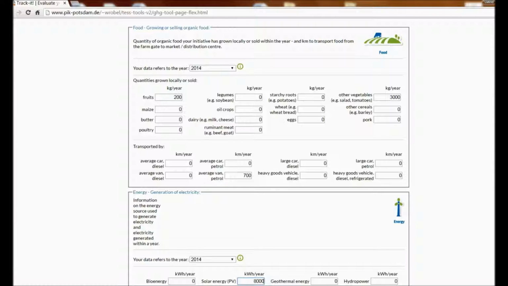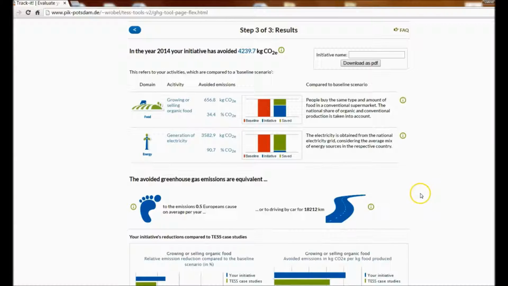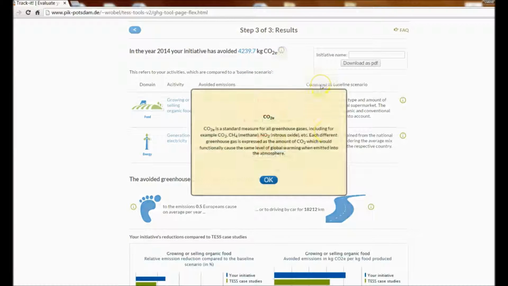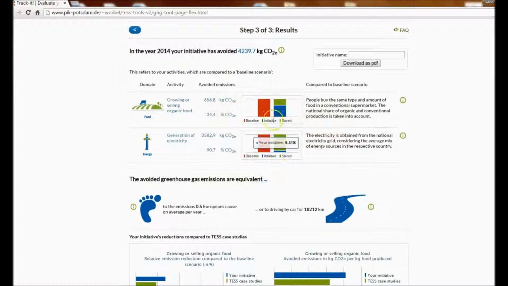So we're now ready to calculate, and we get to the third step where we present the results. In the first part, we have the total emissions that have been avoided by the initiative, so the combination of both activities, which is roughly 4,000 kilograms of CO2 equivalent. In this case, the information icon is describing what this concept means. These 4,000 are disaggregated between both activities. Growing or selling organic food accounts for 650 kilograms, and the rest is for generation of electricity.